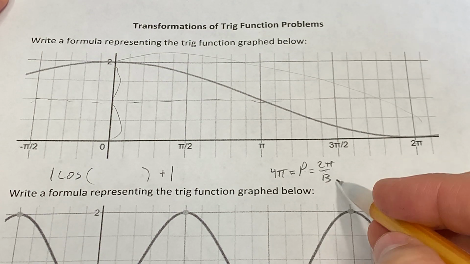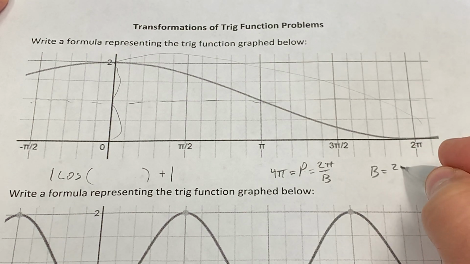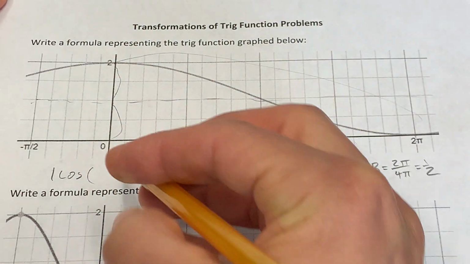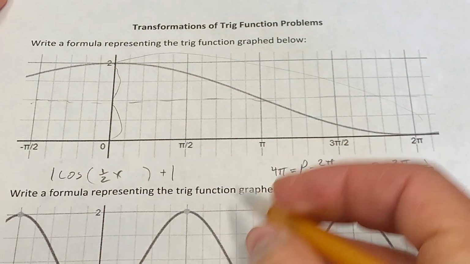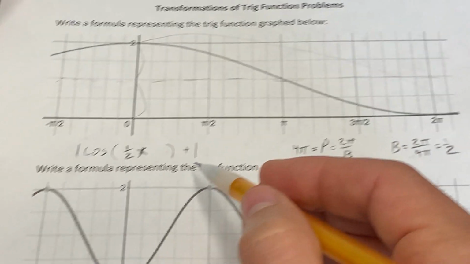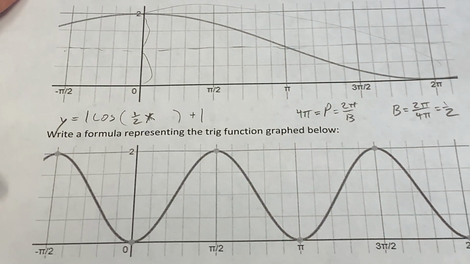What's that make b? Well, you could cross multiply. You could say b equals 2 pi over 4 pi, which is 1/2. So what I end up with is 1/2 x. The nice thing about these kind of problems is if you have a test formula, you can actually plug it into Desmos and see that that's exactly right.